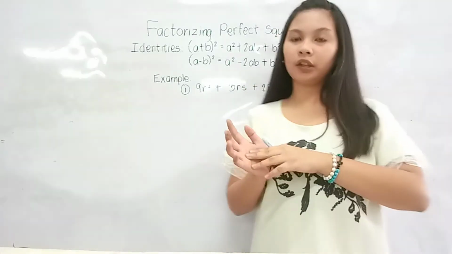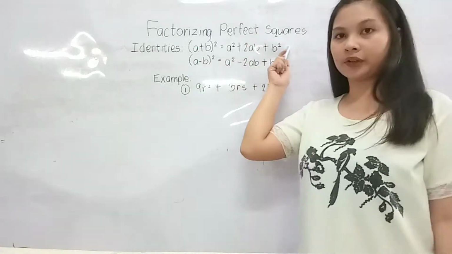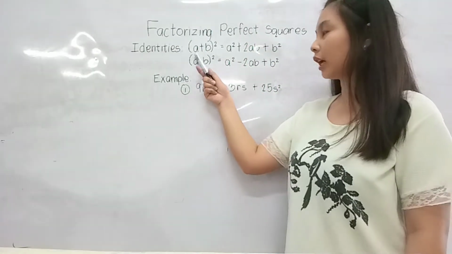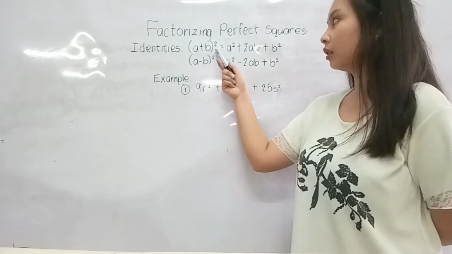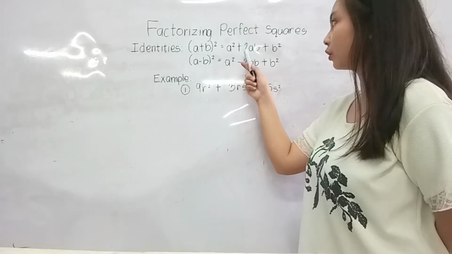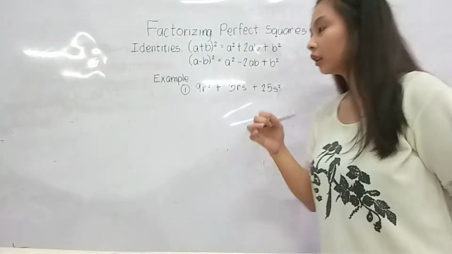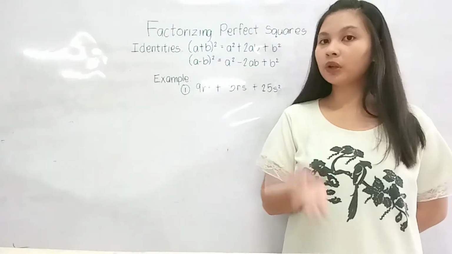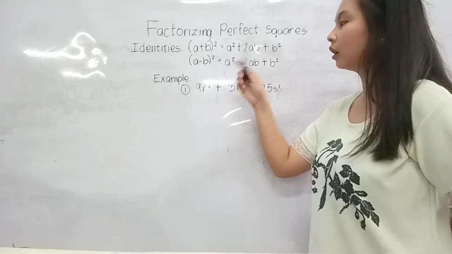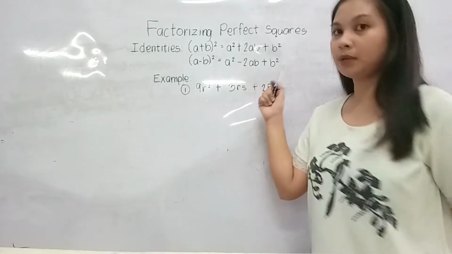So, first lesson natin siya this week. We have factorizing perfect squares. We are going to use the identities (A + B) squared, and when we expand it, it should be A squared plus 2AB plus B squared po. And the second identity that we are going to use is (A - B) squared equals A squared minus 2AB plus B squared po.